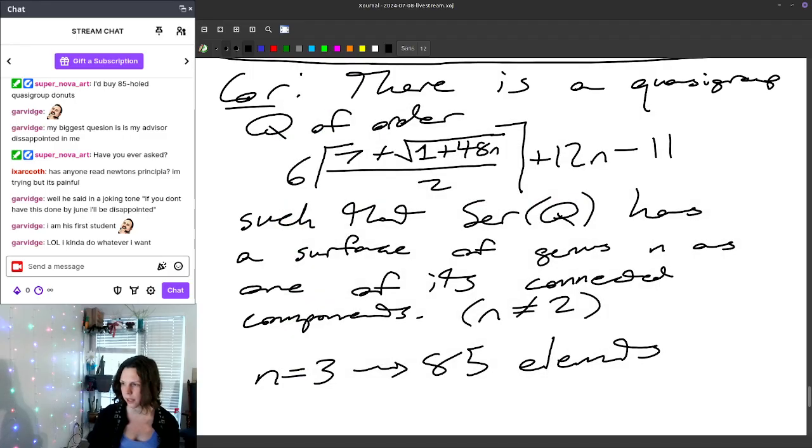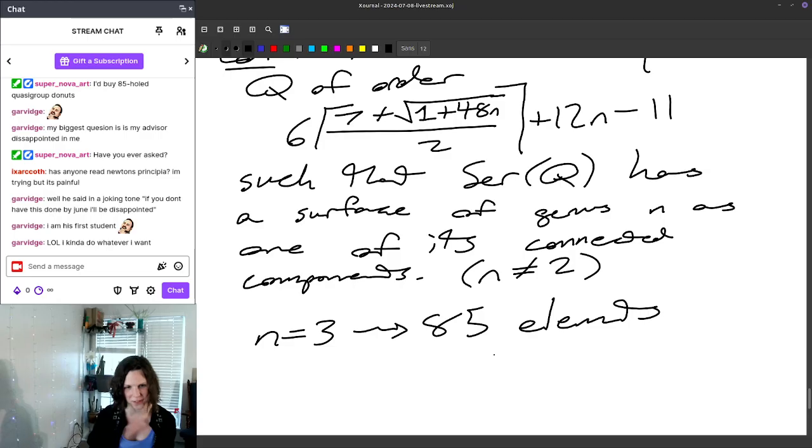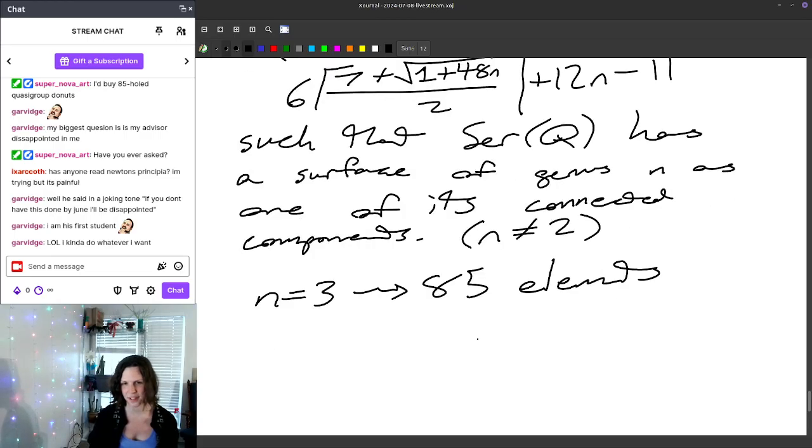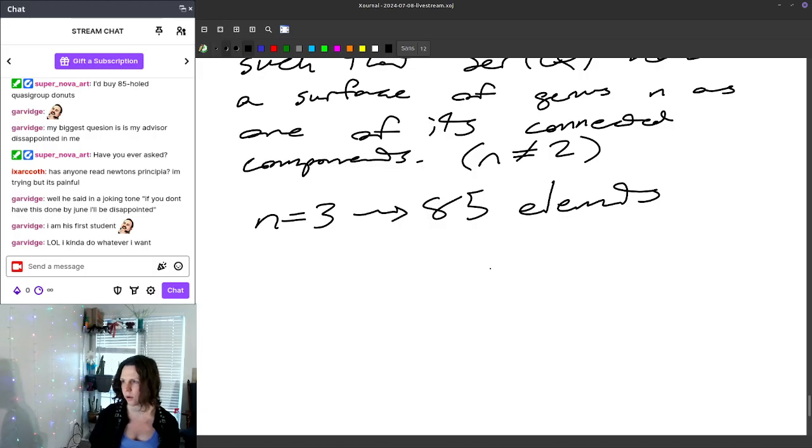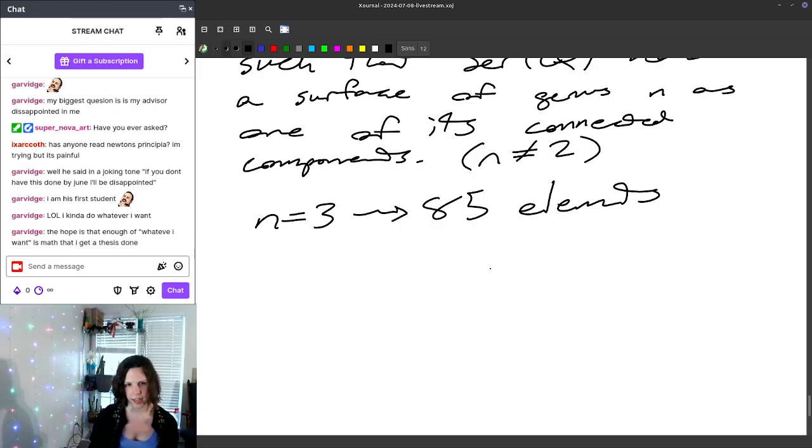Okay, so here's what I realized. 85 is not a prime number. So it's divisible by 5. Probably some other stuff too. So if there was an n for which the number of elements was prime, we'd be able to say something a little bit more.